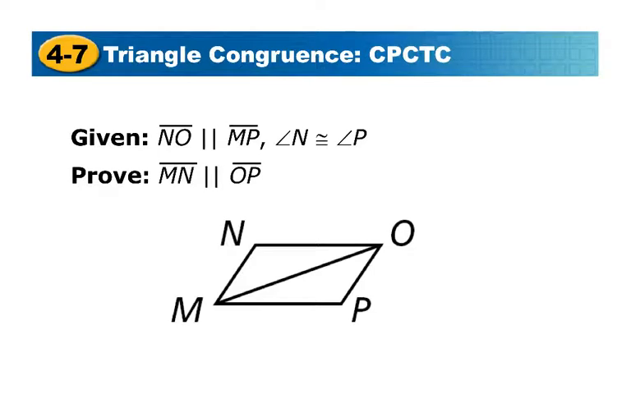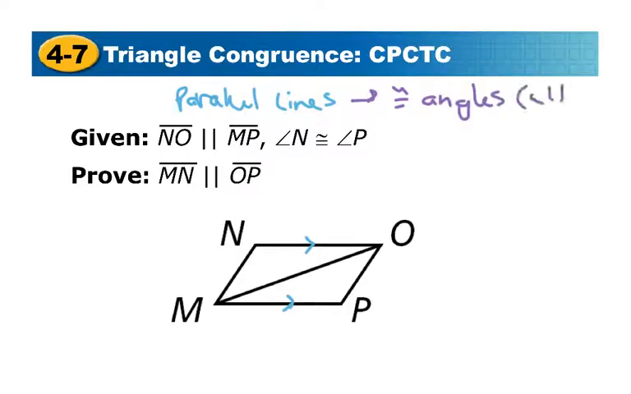Alright, some more proofs here. Given in this first phrase here, we have NO parallel to MP. Okay, so of course, because we have parallel lines, we are probably going to have congruent angles, most likely because of alternate interior. Because I do see this transversal, and therefore this angle and this angle are probably going to be congruent. In fact, they are. So NOM is going to be the same as PMO.